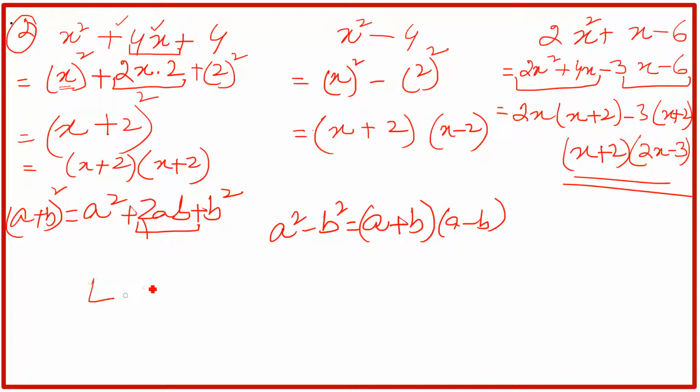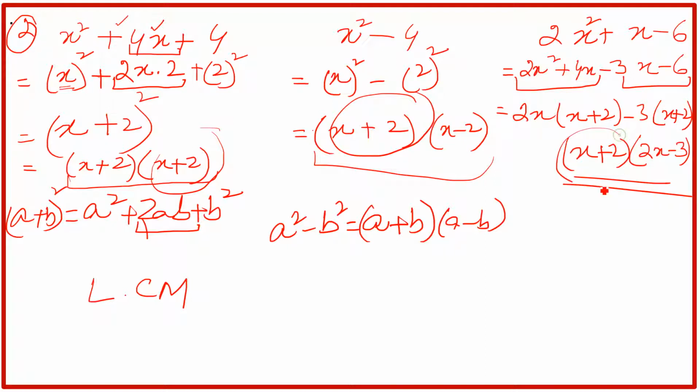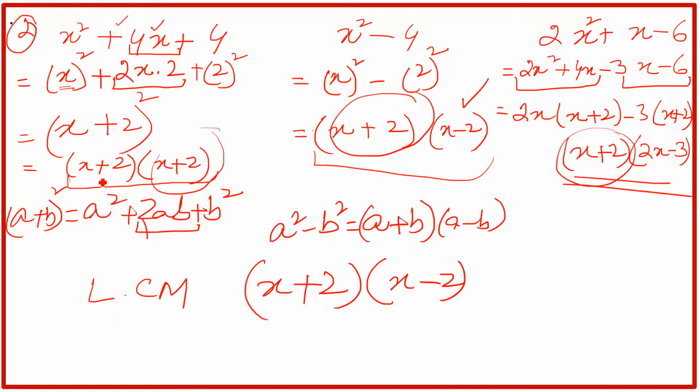Now the LCM. What is common? See, these are the results of the first, second and third factorizations. x plus 2 is here, x plus 2 is here, and x plus 2 is here, so just write it one time as common. Then x minus 2 is here. We do not have x minus 2 in the others, but you have to write down x minus 2. Here we have x plus 2 remaining, but we do not have it in the second, so we have to write down x plus 2. And in the third, 2x minus 3.